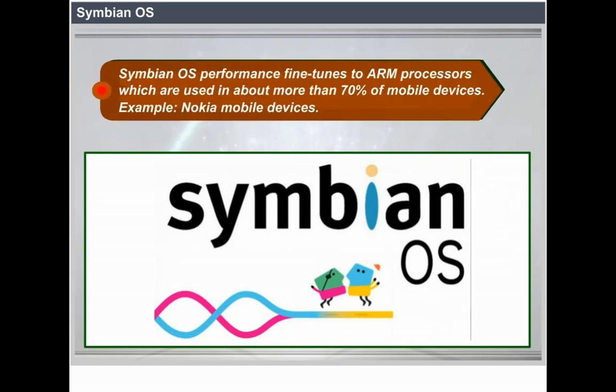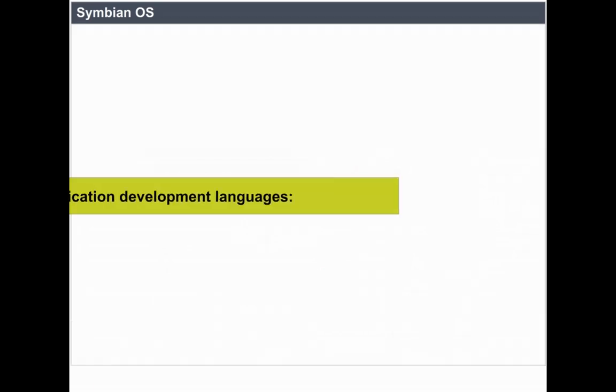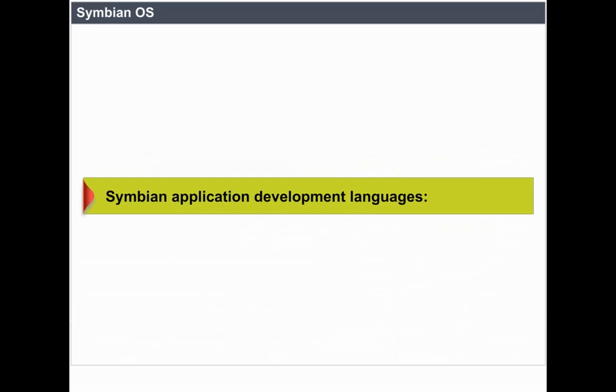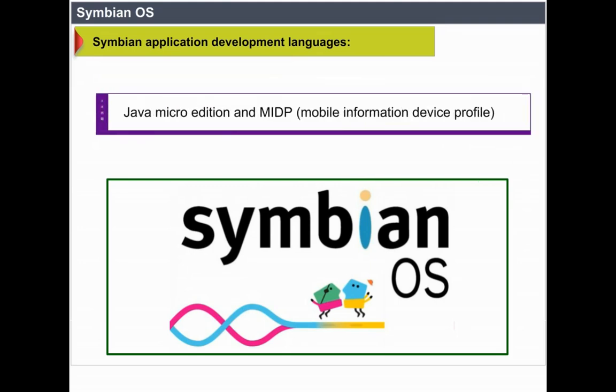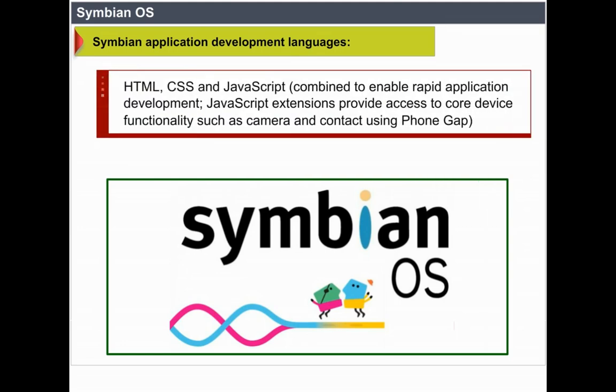Symbian OS performance is fine-tuned to ARM processors, which are used in more than 70% of mobile devices, for example, Nokia mobile devices. Symbian application development languages: Personal Java, Java JVM, Java Micro Edition and MIDP, Mobile Information Device Profile, Java Phone, HTML, CSS and JavaScript combine to enable rapid application development. JavaScript extensions provide access to core device functionality such as camera and contacts using PhoneGap.